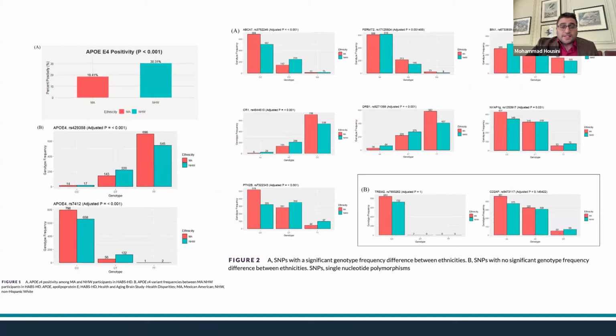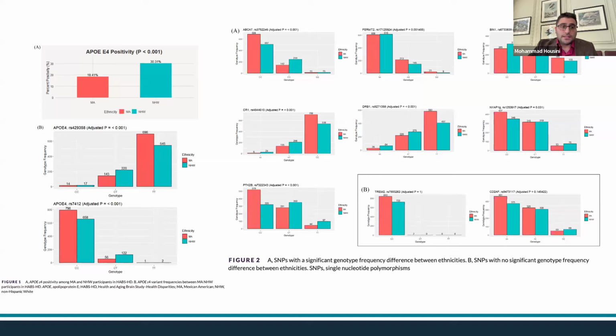So this is a lot of data, but it's actually very, very simple. The first thing that we did was look at the ApoE4 allele positivity between the two groups. ApoE is perhaps the most famous of all of the Alzheimer's risk alleles. So that was the first thing that we wanted to see: what was its positivity between the two groups. And interestingly, we had 30.31% positivity in the non-Hispanic white group and only 18.41% in the Mexican Americans.